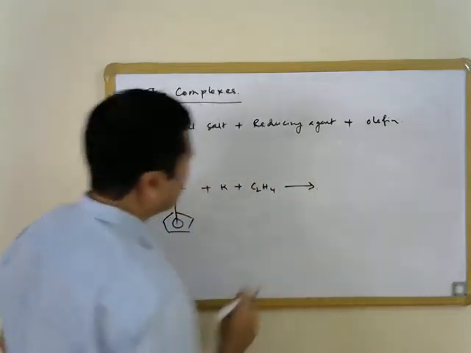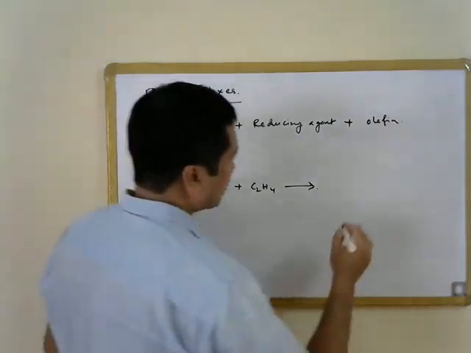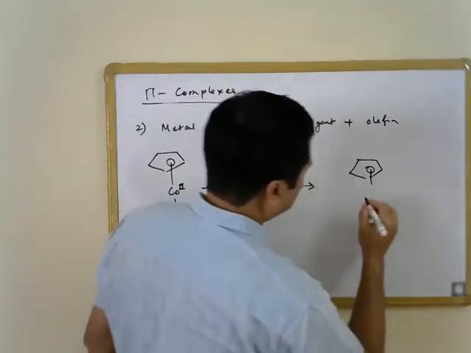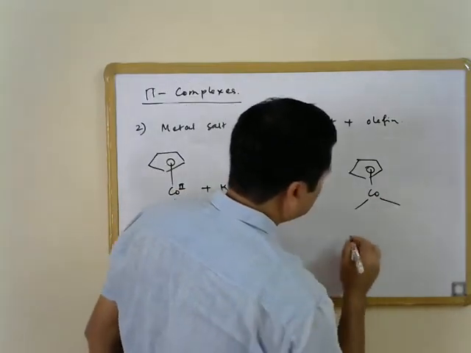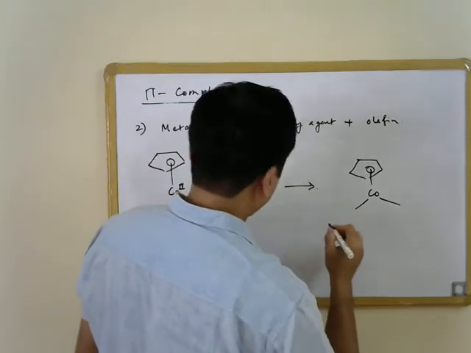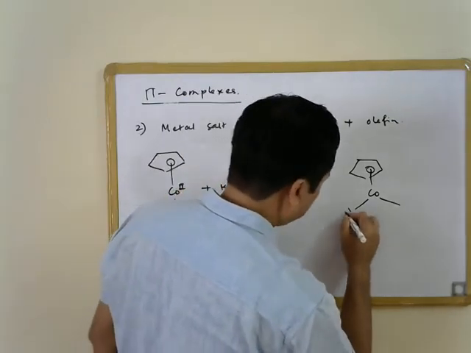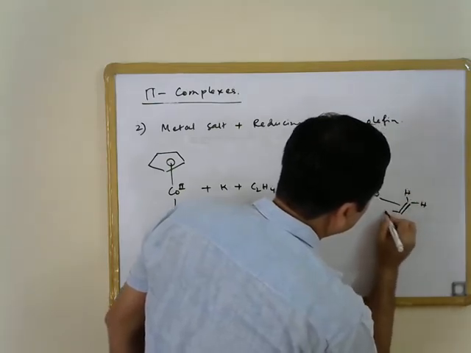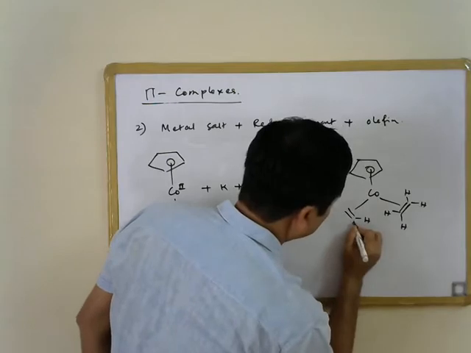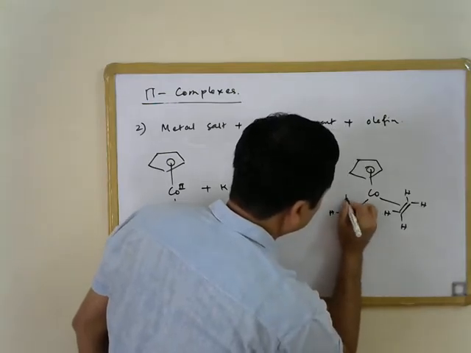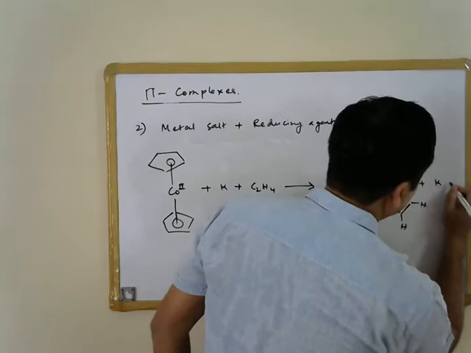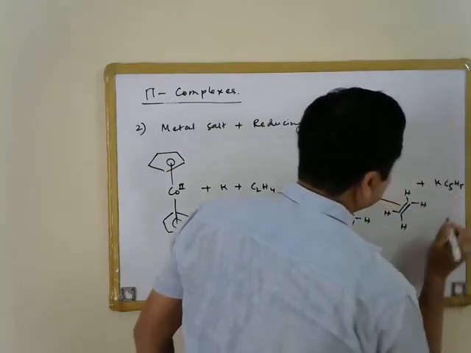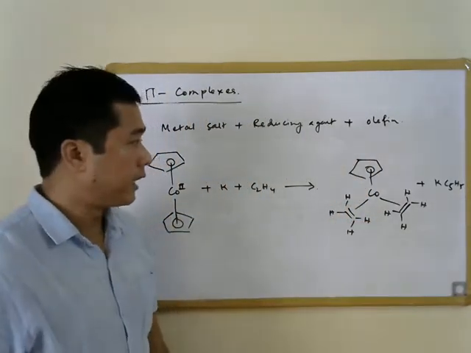So you do reaction in presence of olefin, so then you retain one of the Cp ligands, and the cobalt is going to bind with olefins in this way. And the potassium that is oxidized will form potassium cyclopentadienide in this way.